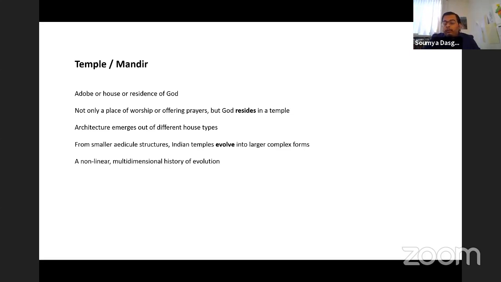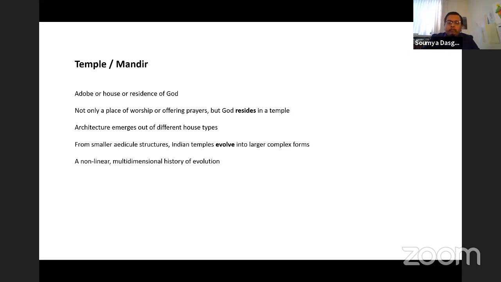Now, of course, I am by no means suggesting that God does not reside in other houses of worship, like a church or a mosque or a synagogue or atashveras or something else. But this residing of the god is both part of Indian temple as an architectural form, and also cultures and spatial practices around the temples, which is why the architecture of the Indian temple emerges out of different house types. House types that pre-existed the temples get appropriated and interpreted through the design of Indian temple architecture.